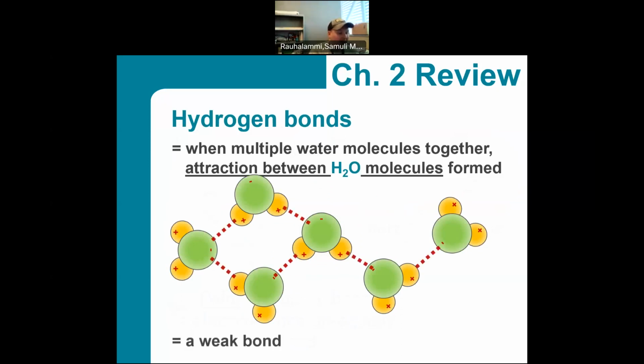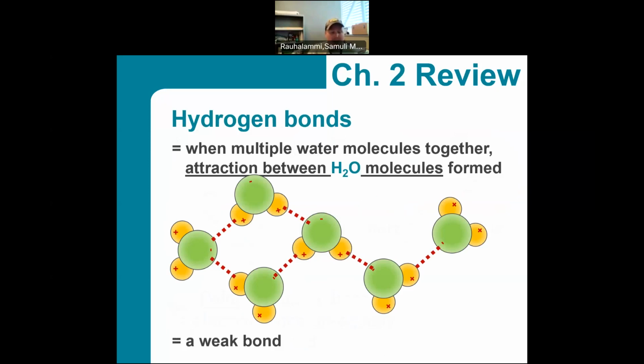So there's weak hydrogen bonds between positively charged ends of one water molecule to other water molecules' negatively charged ends. So this is how water molecules are attracted to other water molecules, and these hydrogen bonds are what we're seeing illustrated here. I do want to make a note that these are very weak bonds between the water molecules.